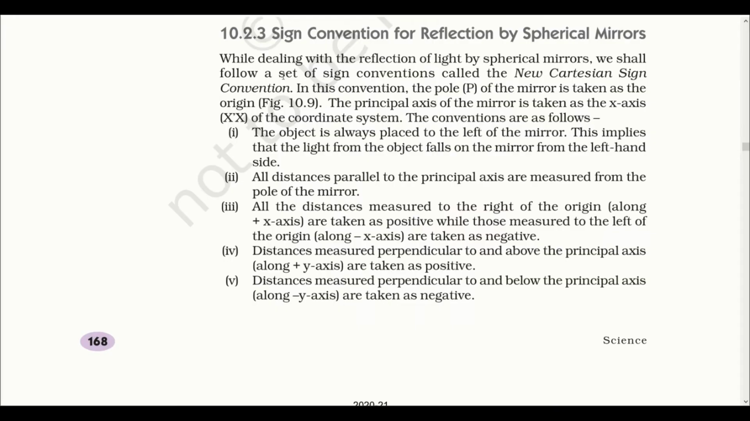The new Cartesian sign convention is taken as the pole being the origin and the principal axis is taken as the x-axis. The conventions are as follows. The object is always placed to the left of the mirror. This implies that the light from the object falls on the mirror from left hand side.